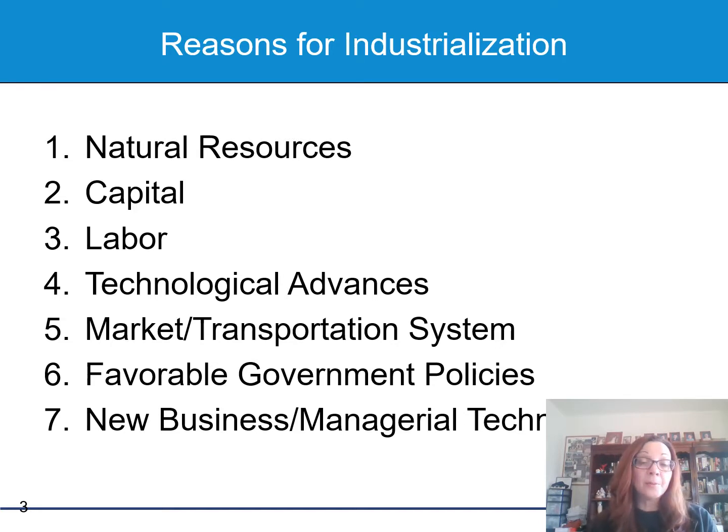A sixth component that is necessary for industrialization is favorable government policies. In order for business to grow, they have to have favorable government policies, and we will see that this is going to be very much the way things are after the Civil War.